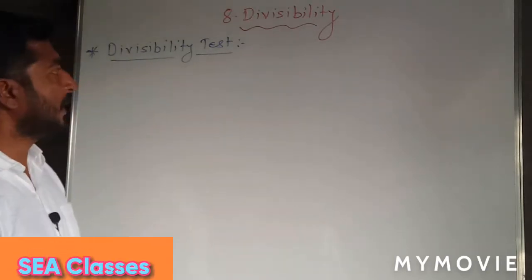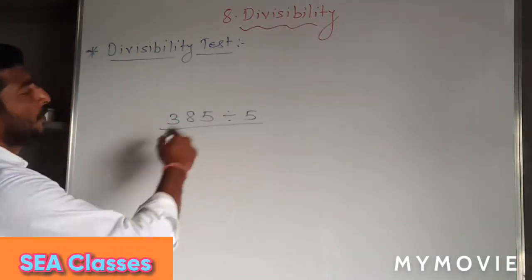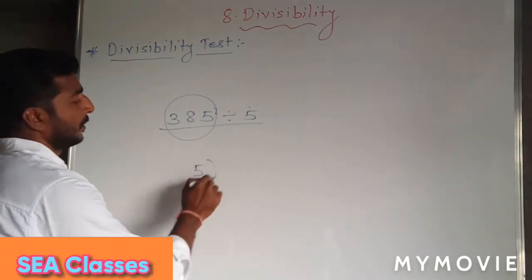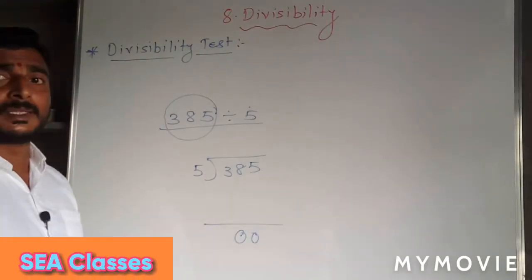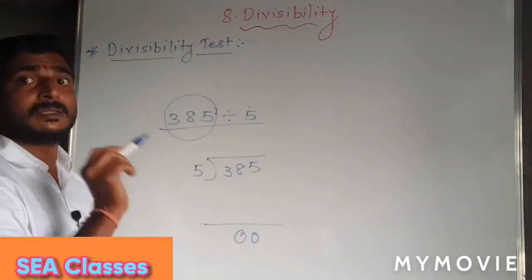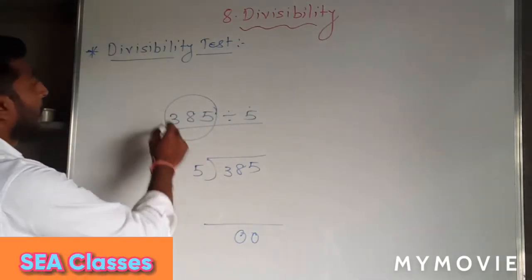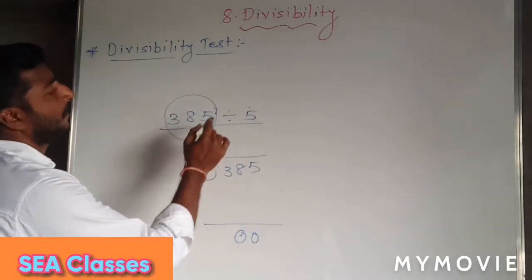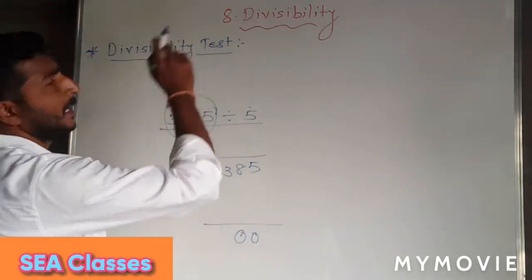Divisibility means if any given number, suppose we will take here 385. If you want to find out whether this number is divisible by 5, what you have to do? You have to do the division, and when you get remainder 0, then you can say this 385 is divisible by 5. That is the divisibility of a given number by the other number. So is there any short way or any trick to understand whether this 385 is divisible by 5? That trick is called a divisibility test.